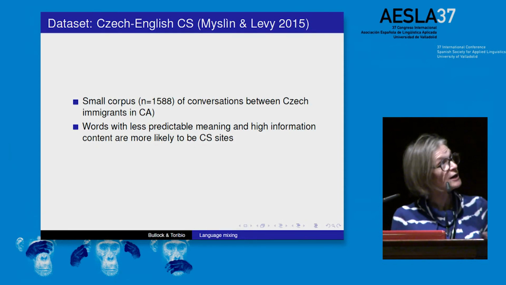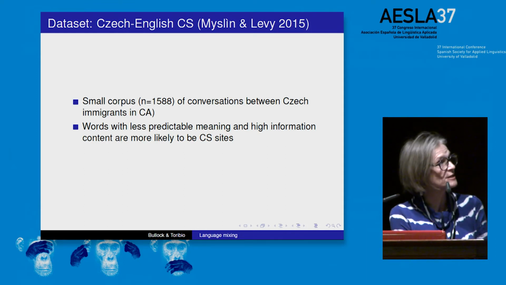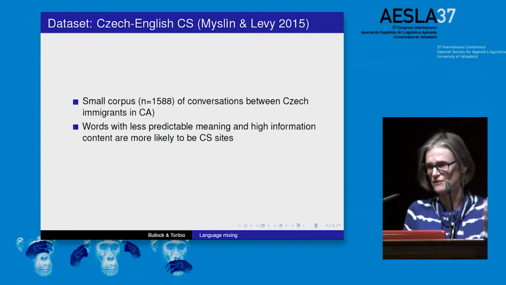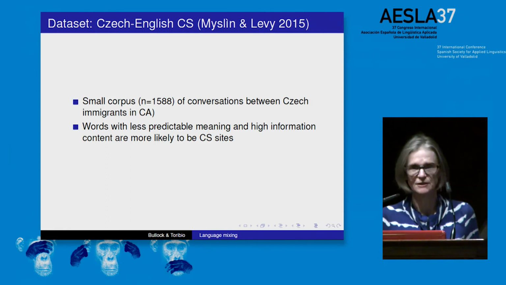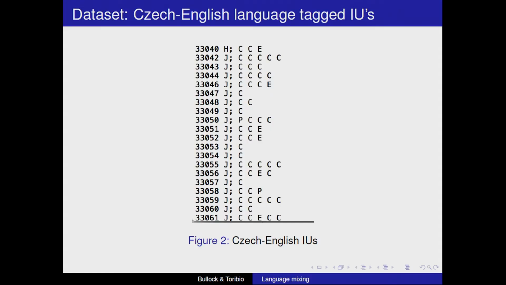So we also got some Czech English data from Mark Mislin, who published with Roger Levy a nice article on code switching in language in 2015. It's a very small corpus. It's of conversations between Czech heritage speakers in California. And it's a really interesting article. I recommend you read it. But basically, they were looking to see what the information load of code switching is. Anyway, but this is the data that Mark sent us.